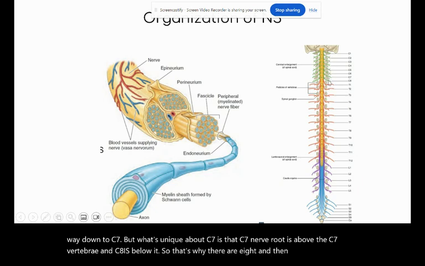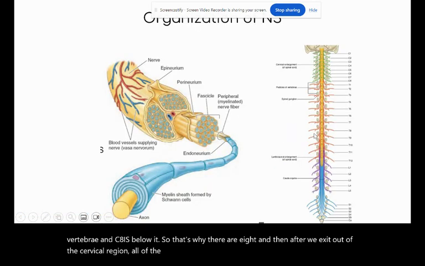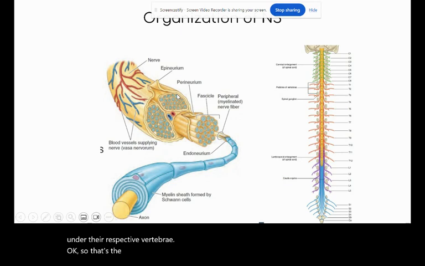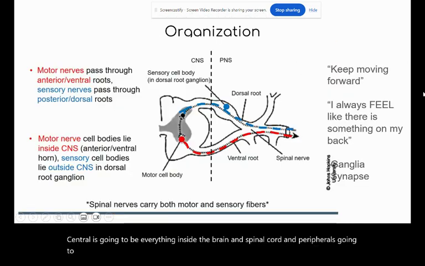And then after we exit out of the cervical region, all of the thoracic, lumbar, and sacral ones are going to come out under their respective vertebrae. Okay, so that's the general organization of the nervous system. And we know again, central is going to be everything inside the brain and spinal cord, and peripheral is going to be everything outside.